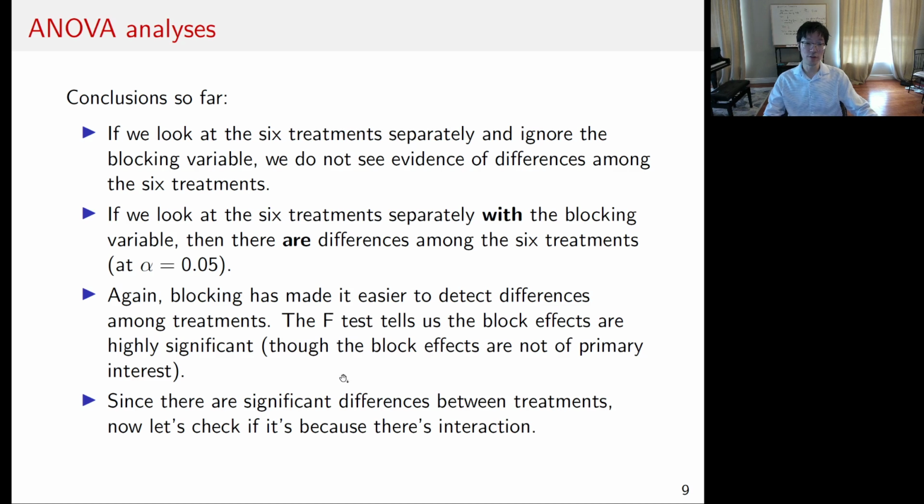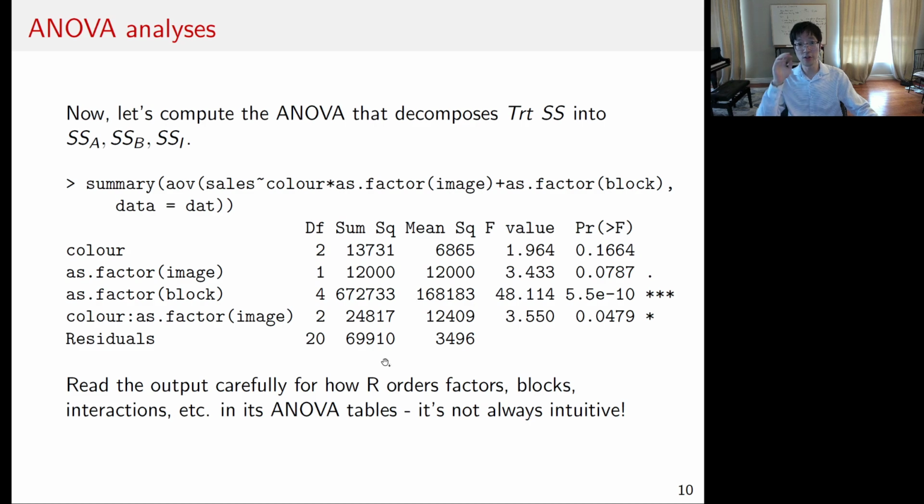Okay, so following the flow chart, we saw there are significant differences among the treatments, so now let's check if there's interaction. Okay, so this is the ANOVA table that decomposes the treatment sum of squares into the 3 components, sum of squares for factor A, B, and the interaction. So you notice in terms of syntax, we just changed the colon to the asterisk here, and then R knows to separate it into the 3 components.